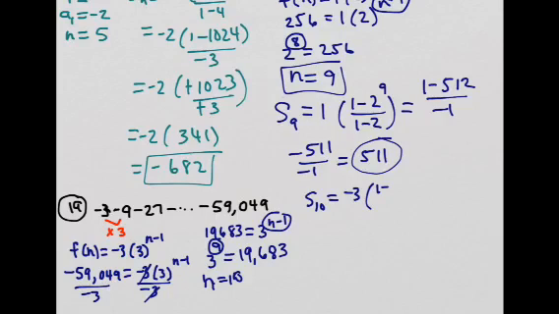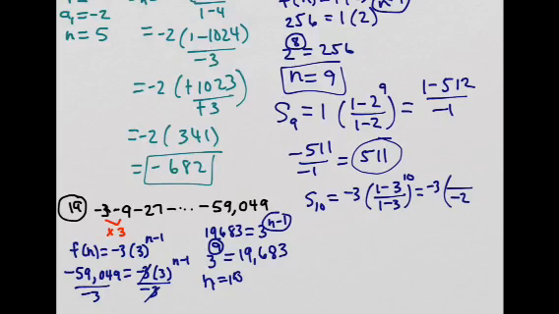So now I find the sum of the 10 is the first number times 1 minus the ratio, which is 3 to the 10th power, over 1 minus 3. So that's negative 3, and the denominator is negative 2. So 1 minus 3 to the 10th, 3 to the 10th is 59,049.